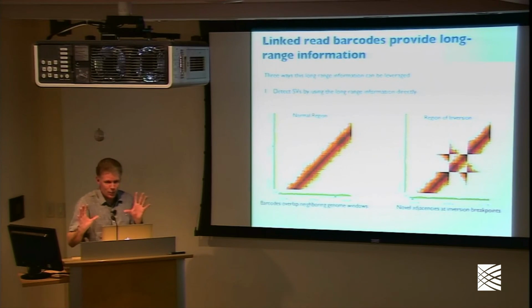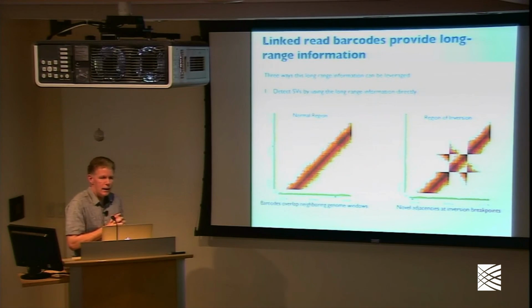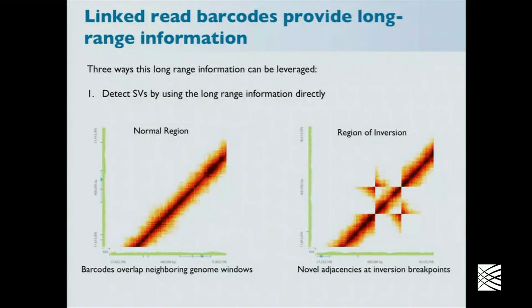Well, that's great, but what can you do with this long-range barcode information? Well, there's at least 3 different ways that people are exploiting and trying to exploit this long-range barcode information. The first way is you could just use those barcodes to try to detect structural variation directly. And there's this Long Ranger software from 10x Genomics that takes this approach. And the conceptual idea is because those barcoded reads all came from the same long molecule, they should be close to each other when you align them back to the reference.